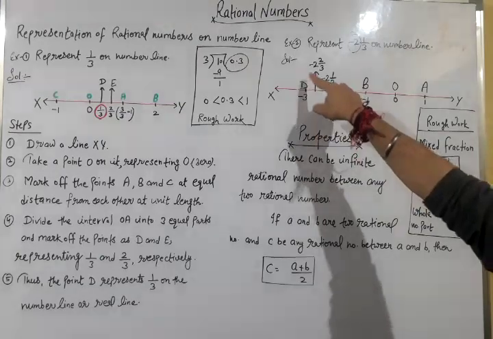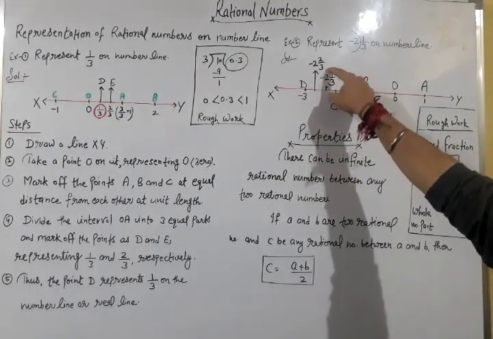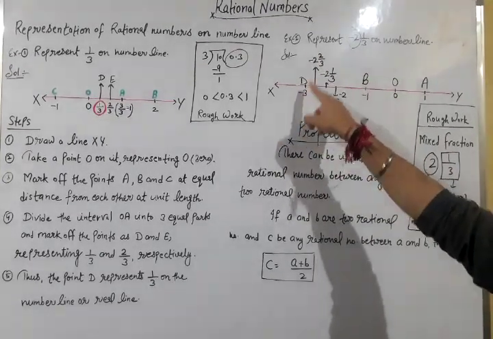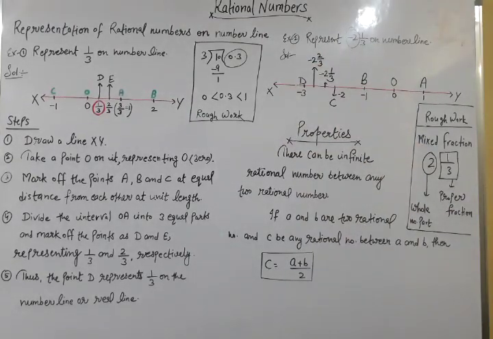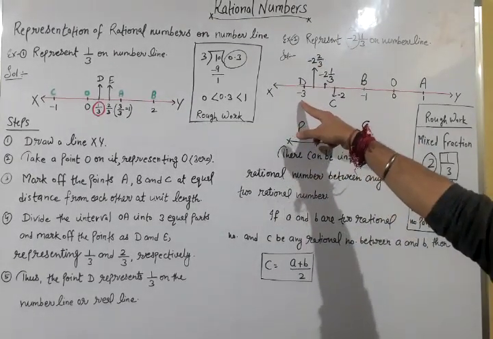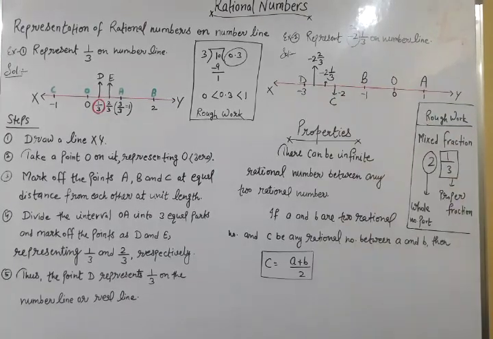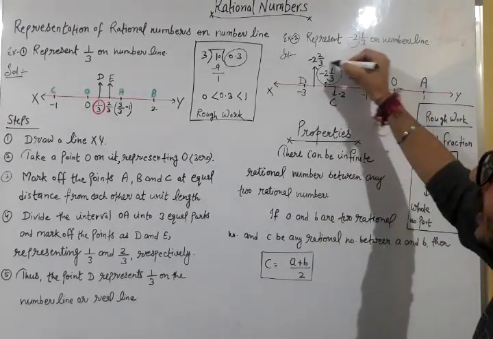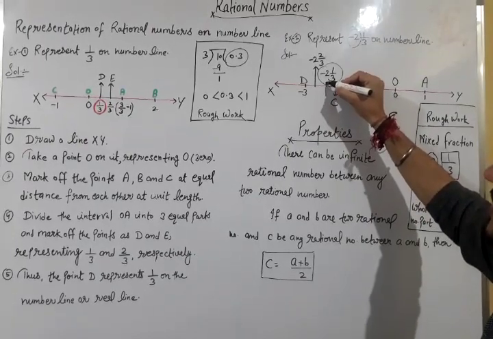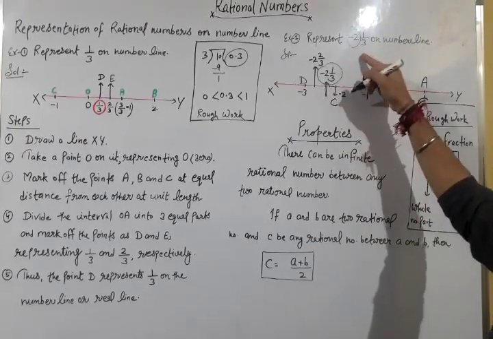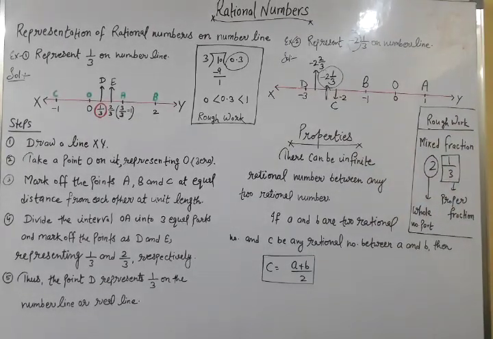Next point will be represented by minus 2 and 2 by 3 and the final point is minus 2 and 3 by 3, and that will be equal to minus 3. So we can observe that minus 2 and 1 by 3 we have got here. So this is the representation of minus 2 and 1 by 3 on the number line.